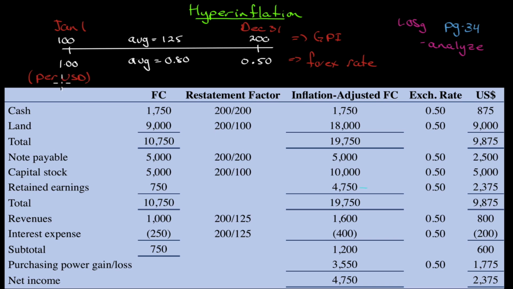The exchange rate on January 1st was par per US dollar. We got $1 of the foreign currency. And the exchange rate at the end of the year is 0.5. The average for the year was 0.8. Notice that this is a symmetrical move. The general price index increased by 100%. The currency dropped by 50%.